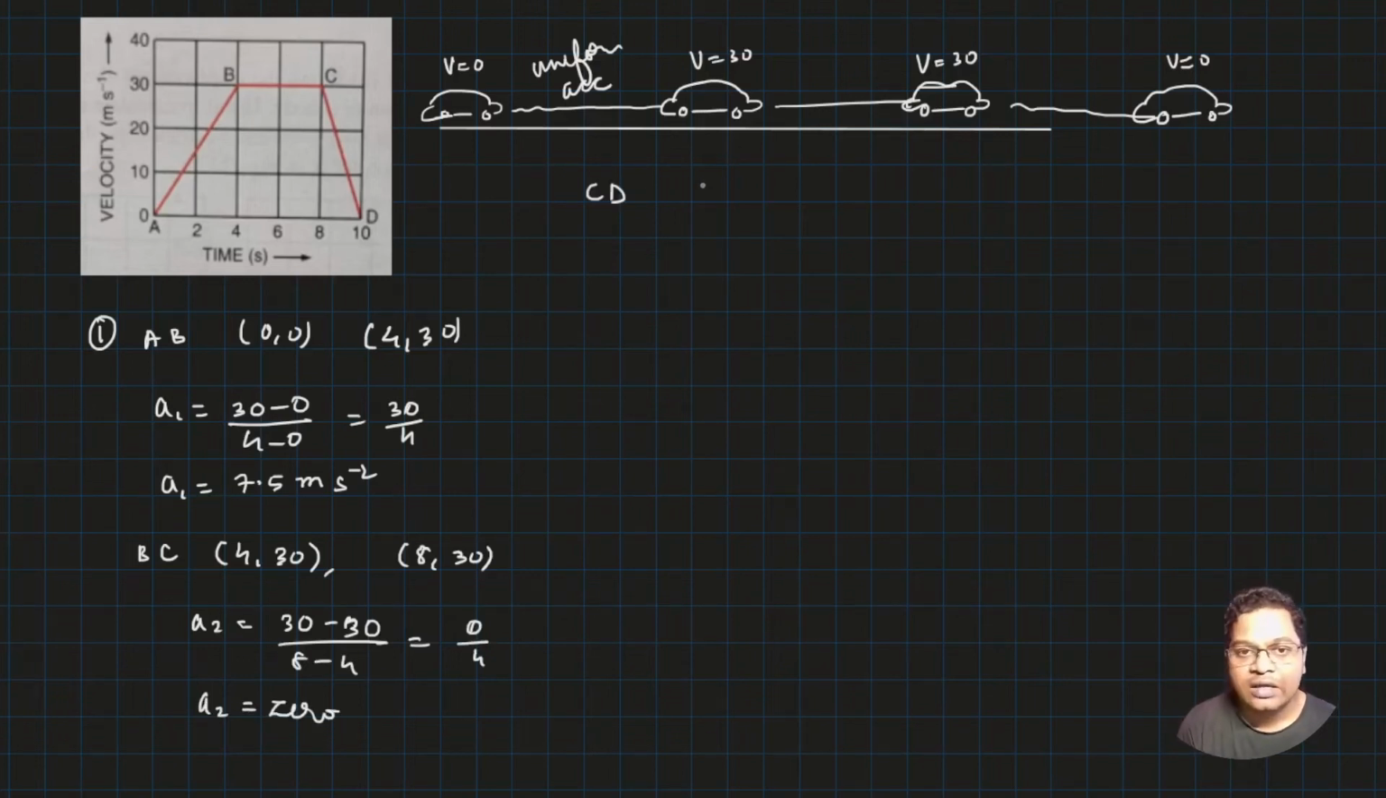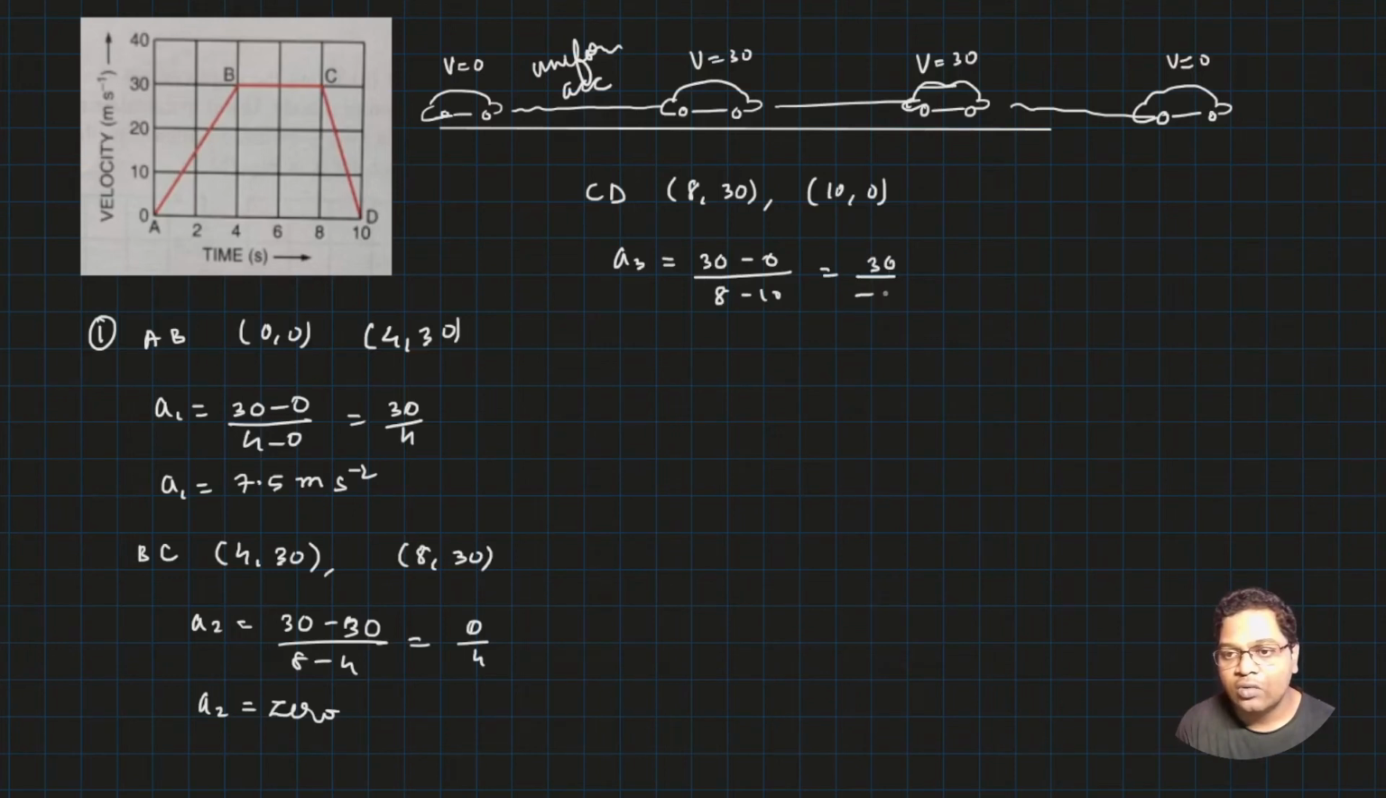So in CD, I'll take the first point, that is 8 comma 30. Then I'll take the second point, that is 10 comma 0. So the acceleration over here is 30 minus 0 over 8 minus 10. So 30 over minus 2. So the acceleration is negative 15 meter per second square. So it is a velocity time graph. So we need to calculate the area under the graph to calculate the distance.